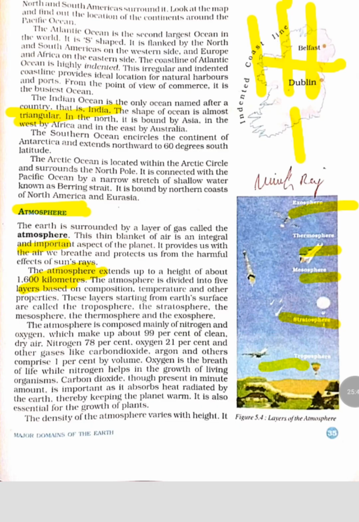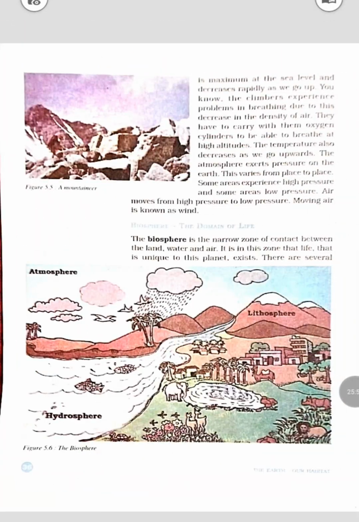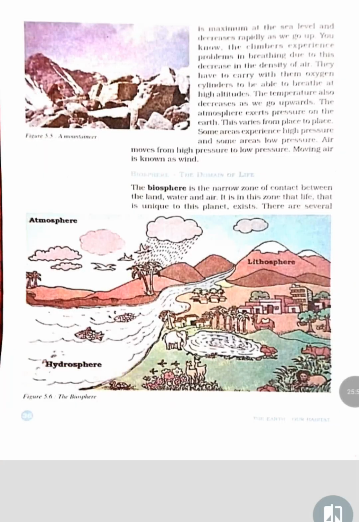The density of the atmosphere varies with height. It is maximum at sea level and decreases rapidly as we go higher. For every 165 meters of height, there is a decrease of 1 degree Celsius. So as people climb Mount Everest and go upward, there is a decrease in temperature.